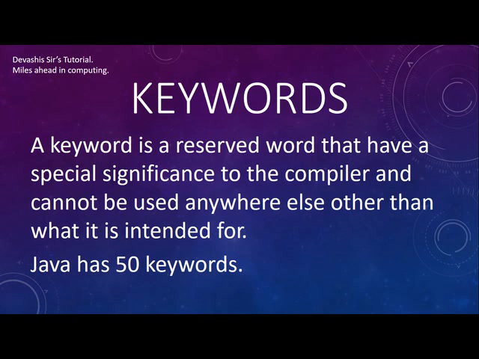So keywords, that's the definition for keywords. A keyword is a reserved word that has a specific significance to the compiler. Which compiler? Here it is the Java compiler, and it cannot be used anywhere else other than what it is intended for. Like you had been recently doing programs related to the for loop. So for cannot be used for anything else other than what it is intended for. So keywords are exactly that. They are reserved words. They have a specific meaning to the compiler. Please remember this last point: Java has 50 keywords. There are 50 keywords in Java.